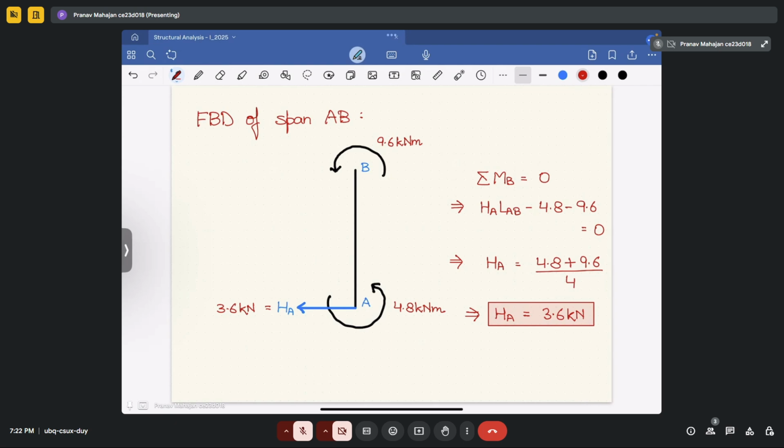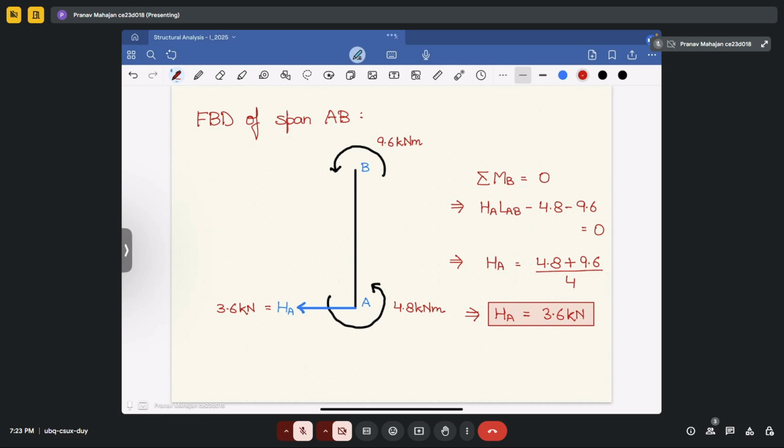After that, we solved one problem related to a frame, not a portal frame, it is a frame, when it is subjected to a uniformly distributed load over the length of the beam in the horizontal direction. And in that, we saw how we can determine the value of absolute moments as well as the horizontal reaction in the span AB.